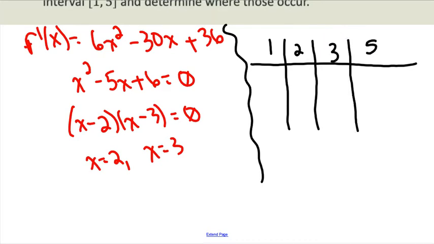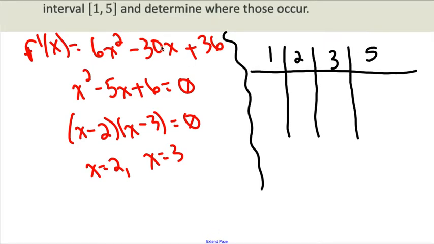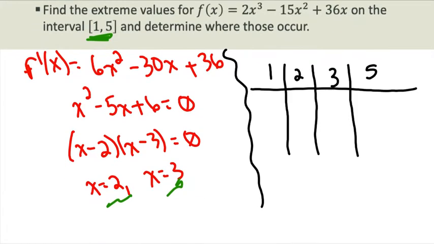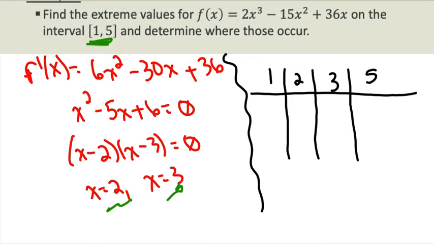Okay, so 1 and 5 are from the endpoints. 2 and 3 are from setting the derivative equal to 0. So we don't need to try 4. We're just doing the endpoints and then all the values that give us a derivative of 0. So we're going to take those values, 1, 2, 3, and 5, plug them into f, not f prime, plug them into f, and we're going to see what we get. So I'll just fill in the table.